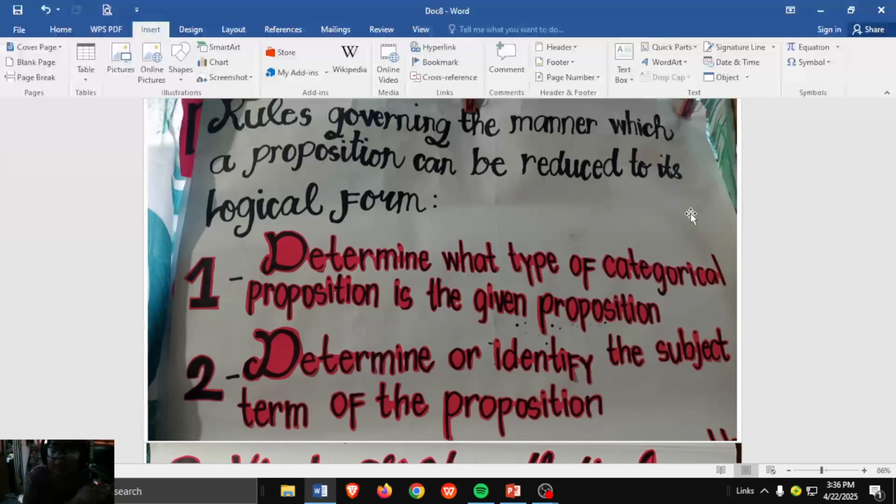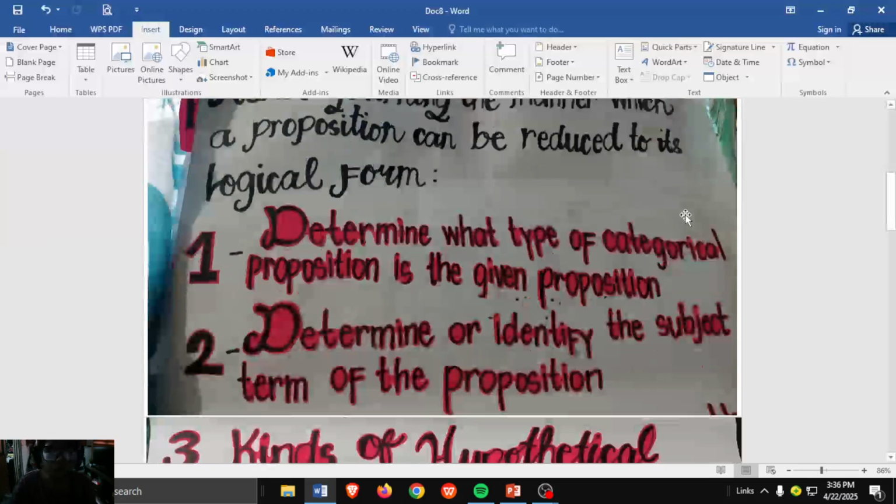Is it the universal affirmative? Is it the particular affirmative? Is it the universal negative? Is it the particular negative? So we have to determine. That's the first rule. While the second rule is to determine or identify the subject term of the proposition.